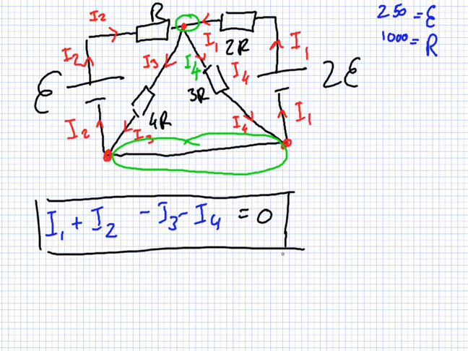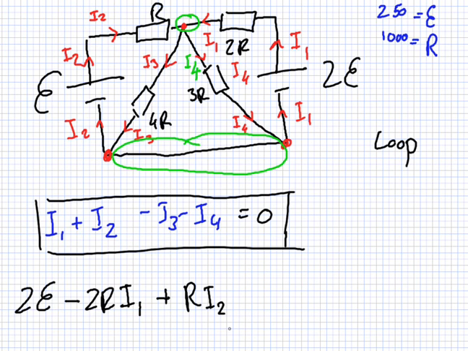Do you think you can give me a loop? Okay. So where do you want to start? 2E or E? 2E, okay, so go. 2E, minus 2R I1, yeah. This one here, R I2, yeah. Plus or minus? Very good, plus. Plus R I2. Okay, go on. Very good, minus E, yeah? Equals 0. Good job.